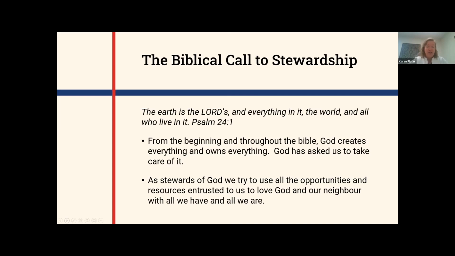As stewards of God, we try to use all the opportunities and resources to show love for God and our neighbor with all we have and all that we are. Treasurers are some of my favorite people, because I think you really help us to do that, and I see this exactly as ministry. So when we're doing it, we have to keep in mind a few principles about the way we do it.